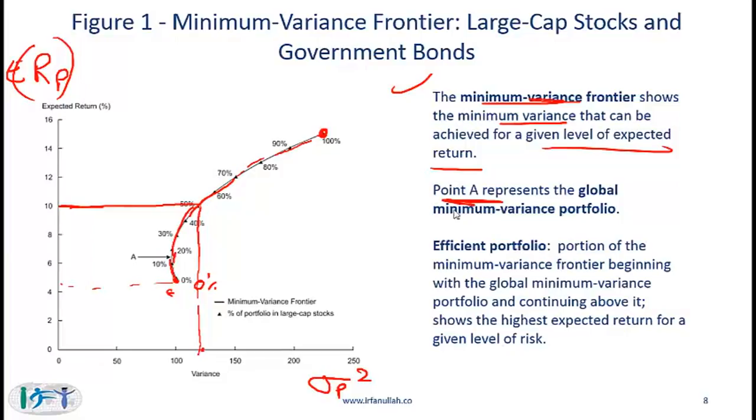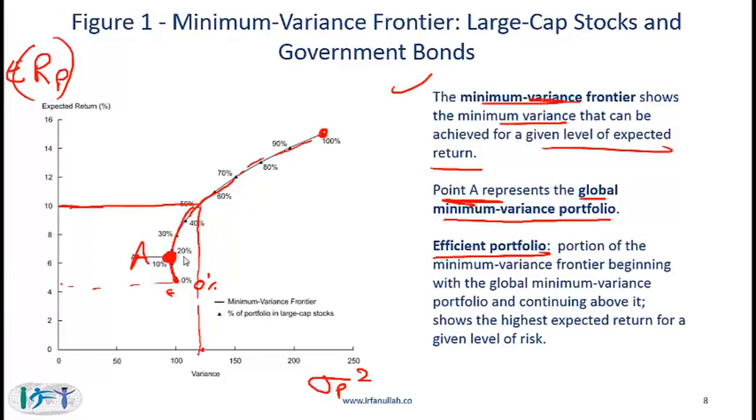Next, point A, which is this point over here, represents the global minimum variance portfolio. So of all portfolios possible, this portfolio, portfolio A, has the lowest variance, and therefore it is called the global minimum variance portfolio.